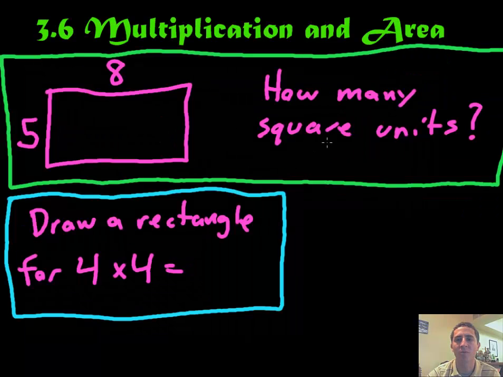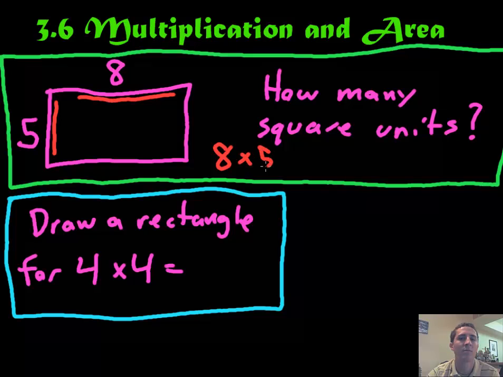Okay, so for your first one here, you had this rectangle that was 5 tall, that was 8 wide. If you did that problem correctly, you would have done the problem 8 times 5, because remember we do height times width, and 8 times 5 would have given you 40 square units.